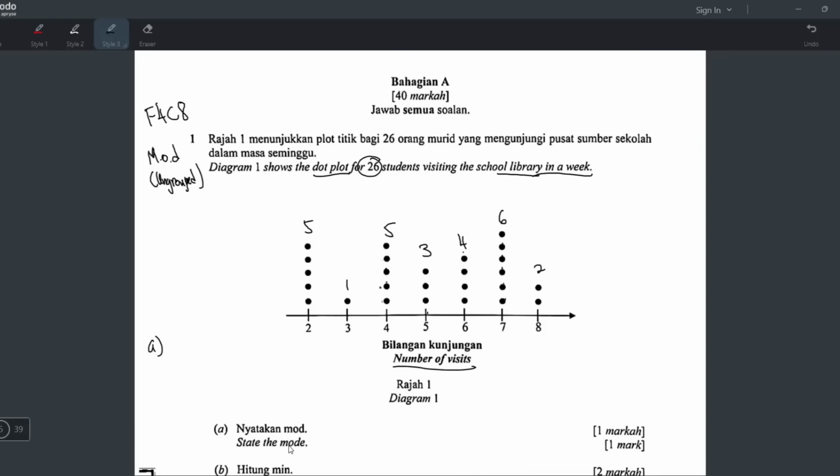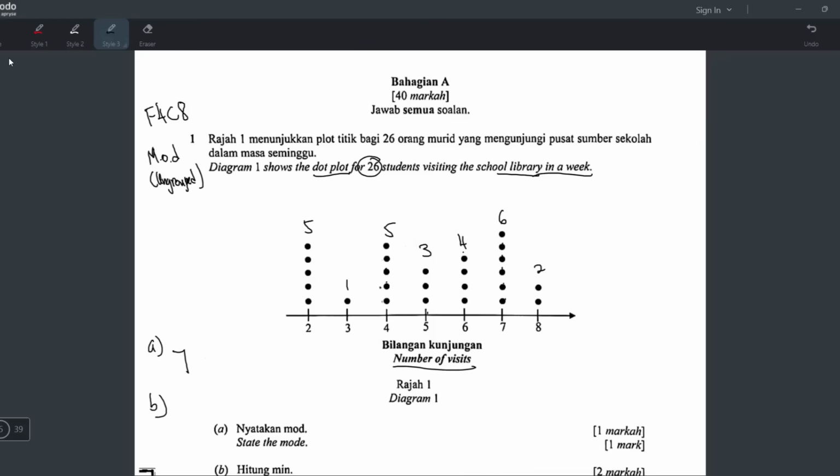So now they say state the mode. Mode means you will choose the data with the highest frequency. So data have the highest frequency is this one, right? So the mode will be 7. It means 7 is the data that appear the most times because it has the highest frequency. It comes out most times, right?